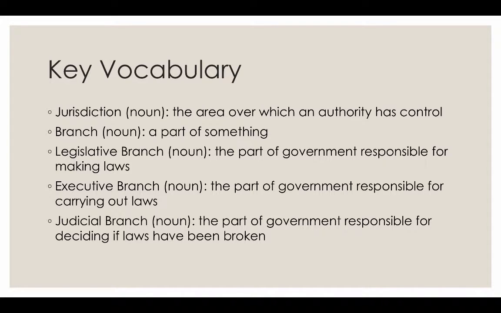The key vocabulary from this lesson: first we have jurisdiction. Jurisdiction is the area over which an authority has control. Branch, which is a part of something. Then we have the three branches of government. Legislative branch, which is the part of government responsible for making laws. Executive branch, which is the part of government responsible for carrying out laws. And judicial branch, which is the part of government responsible for deciding if laws have been broken.